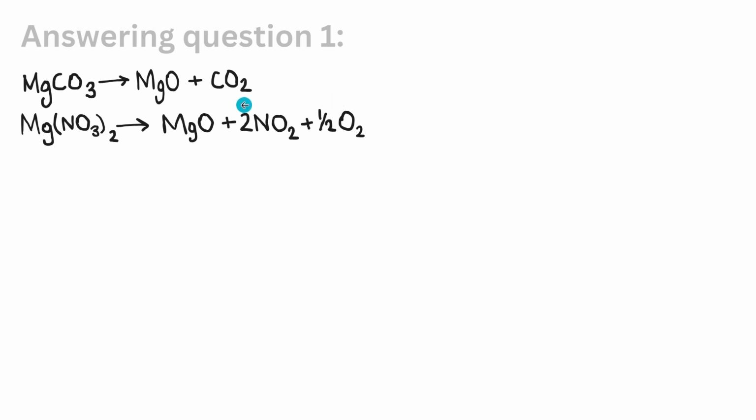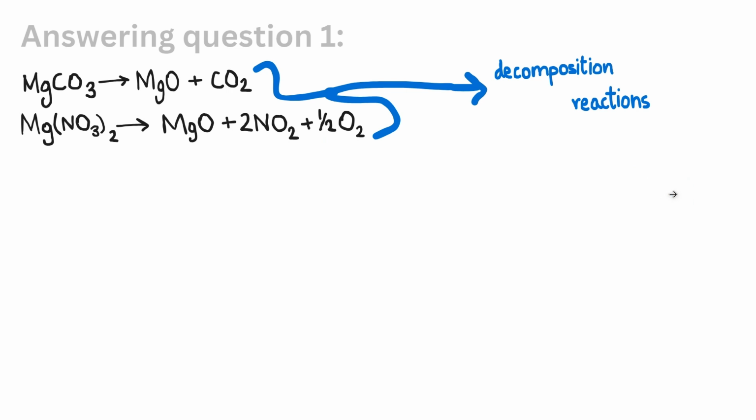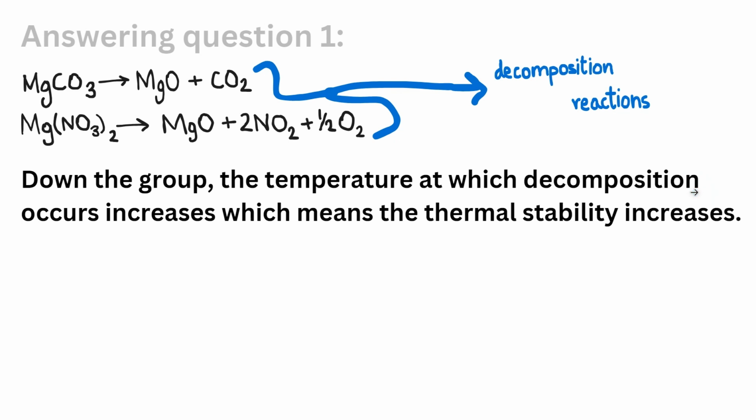Now we know that both group 2 carbonates and group 2 nitrates decompose at a certain higher temperature. Carbonates decompose into oxide and carbon dioxide, and nitrates decompose into oxide, nitrogen dioxide, which is a toxic brown gas, and oxygen. Both of these are decomposition reactions and they occur at a high temperature. Now, it is a fact that down the group, the temperature at which decomposition occurs increases, which means the thermal stability increases. But that is not enough of an answer. We need to explain why.